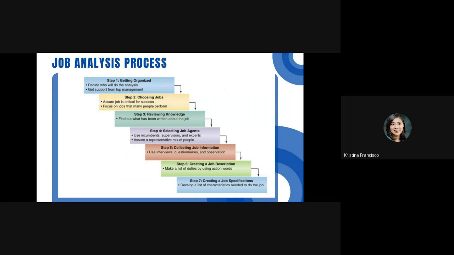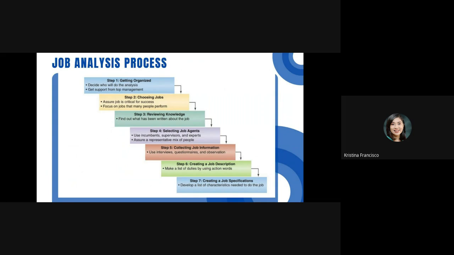Kaya nilang i-describe ano ba yung palagi nilang ginagawa, ano yung ginagawa nila from time to time. So, these employees are very familiar with the day-to-day task, and they are the best source of information if you are conducting job analysis. And they are also considered as the primary source.